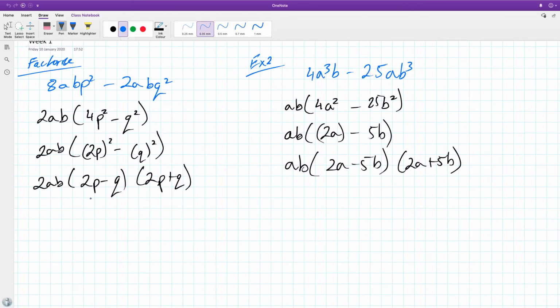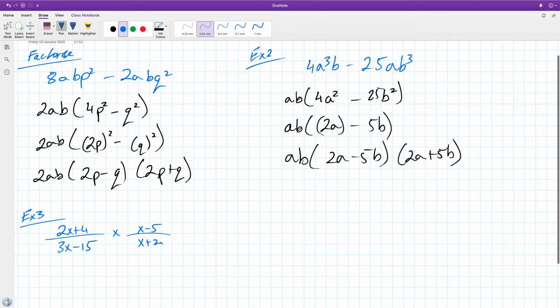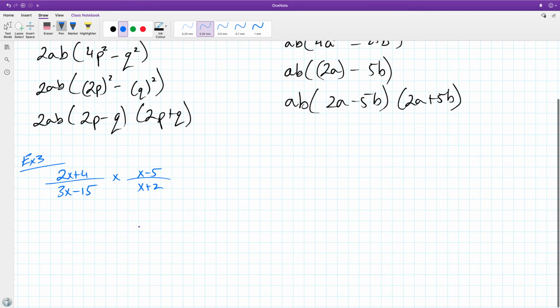So, example number 3 then is 2x plus 4 over 3x minus 15 multiplied by x minus 5 over x plus 2. Right. Killian, any idea what I'm going to do up here? Good man. Good lad. On the bottom? Brilliant, good stuff. Stephen, what am I going to do then?